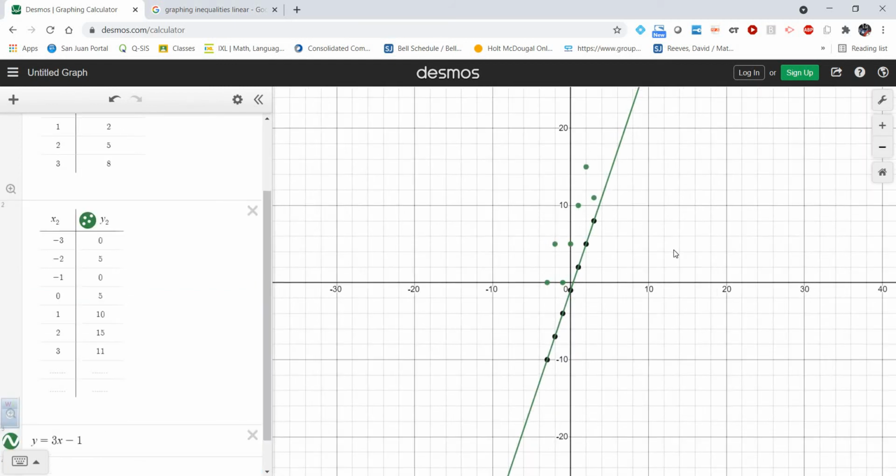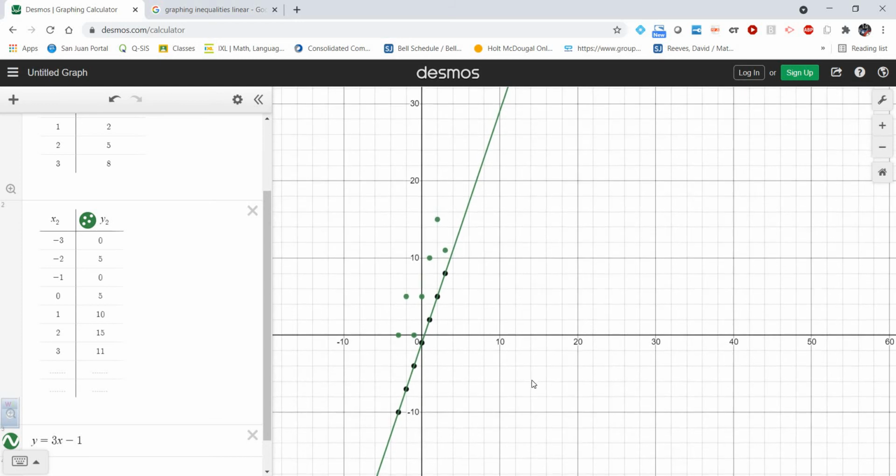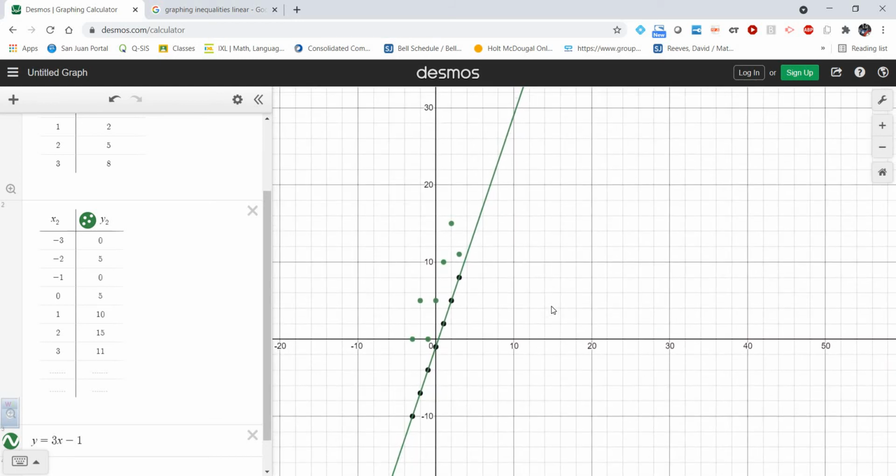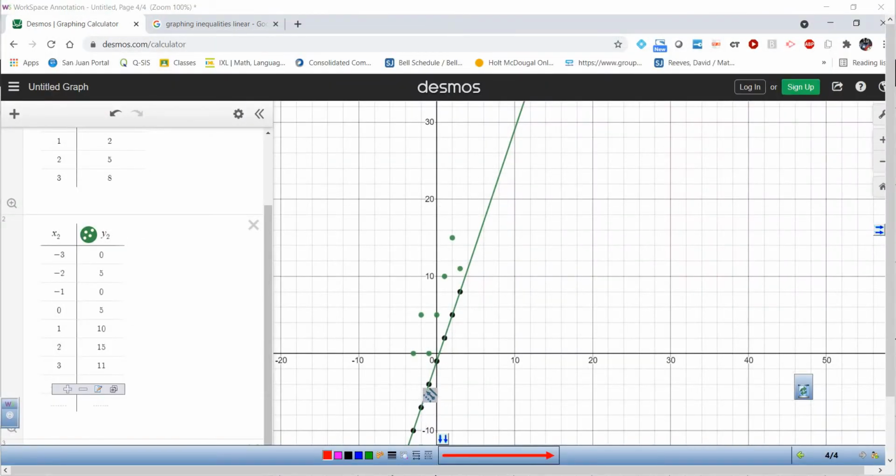Let me zoom out so we can see a little better. Now you see that all of the points are on the other side of the line. In fact, if I go back to my handy dandy marker here and draw arrows, now they're going to go up above it. So that one goes up to there, that one goes up to there. On the line they are equal, but greater than they are above the line.